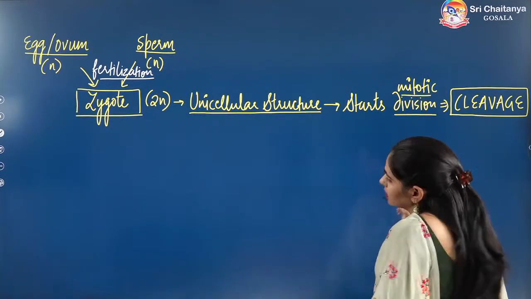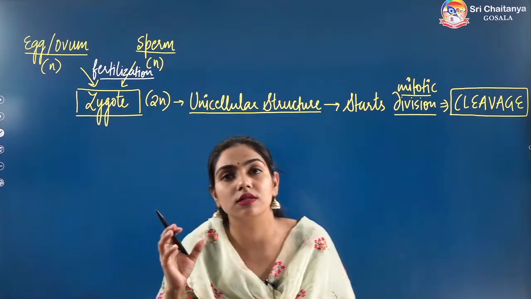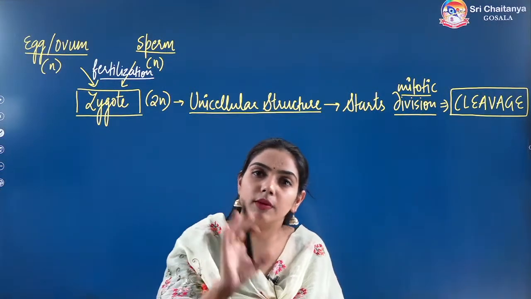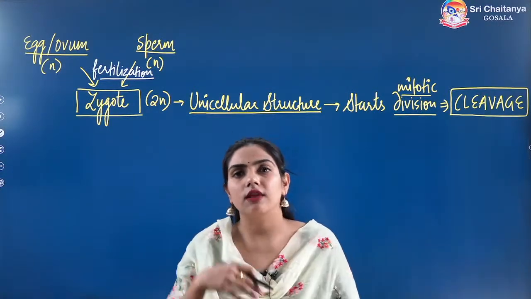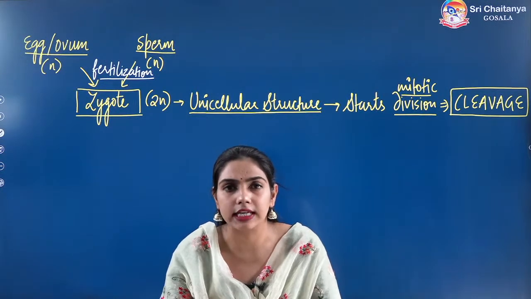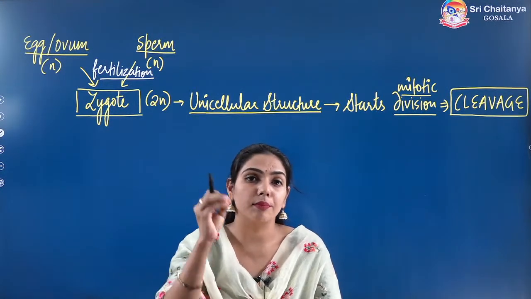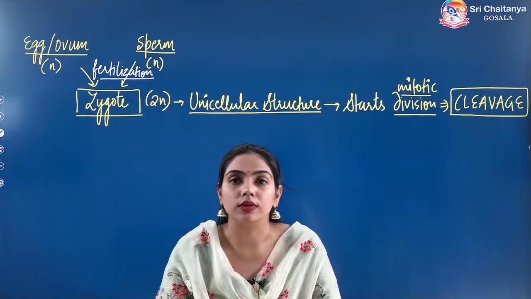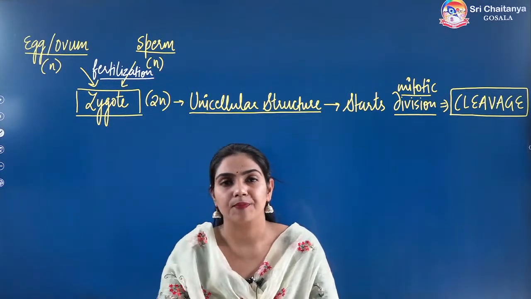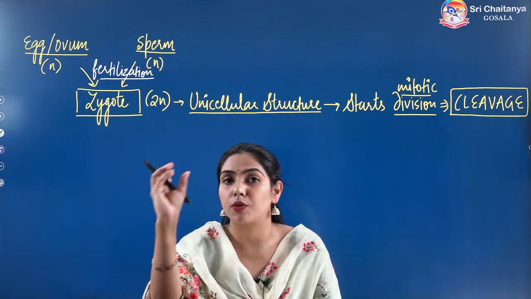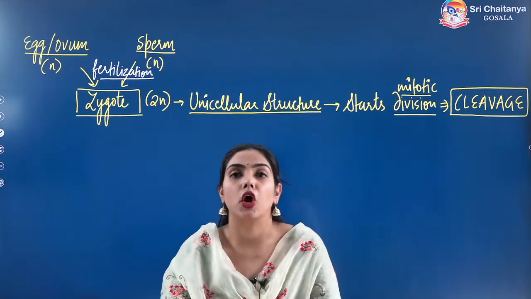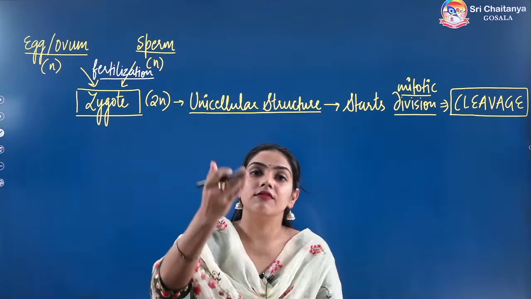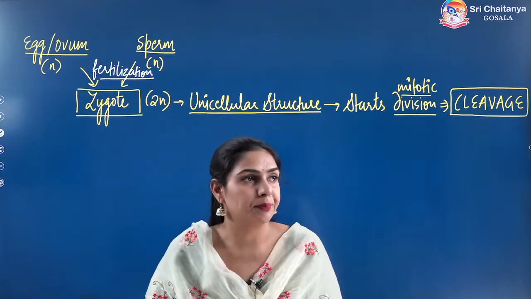Do you know what is mitosis and what is meiosis? Mitosis is that division in which the chromosome number will be equal in the cells formed after the division. But in case of meiosis, the number of chromosomes is divided by 2, that means it becomes half. If meiosis is happening in a diploid cell, then we will get haploid cells. But if mitosis is happening in the diploid cell, then we will get diploid cells only.